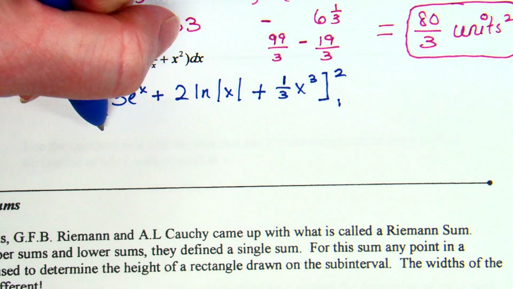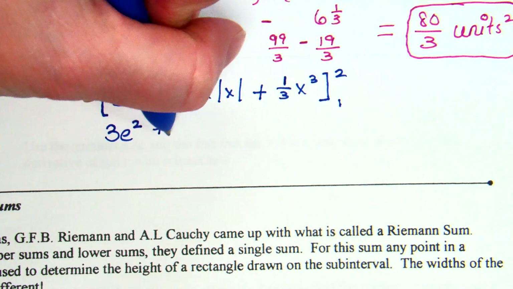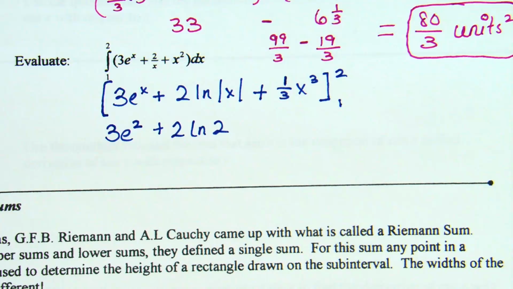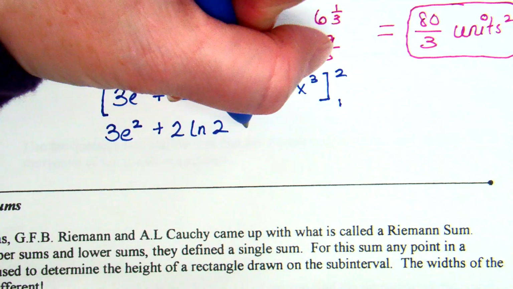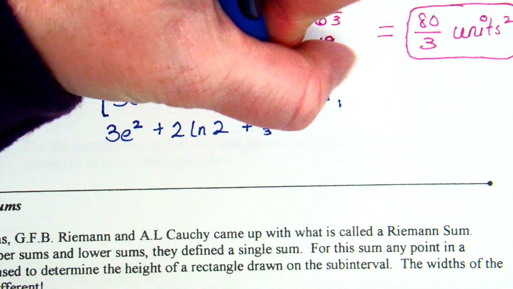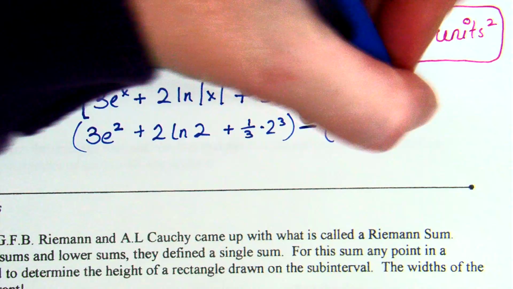Plug in 2. So 3e to the x, plugging in 2, is going to be 3e squared plus 2 natural log of 2. You don't necessarily have to write the absolute value once you plug that in, because it is positive. Plus 1/3 of x cubed, 1/3 of 2 cubed. I'm going to put that whole value in parentheses. Remember, you are subtracting, and now we're going to put 1 in.